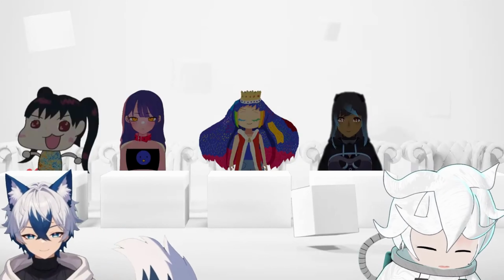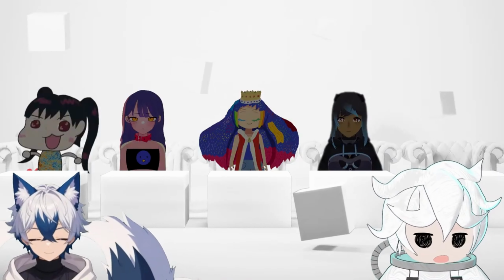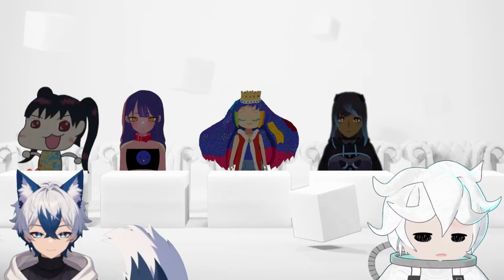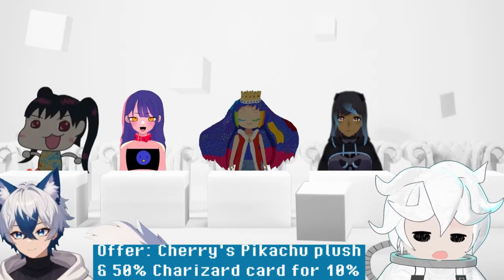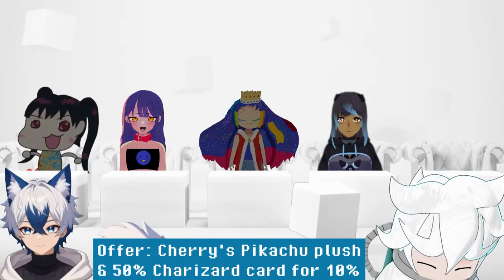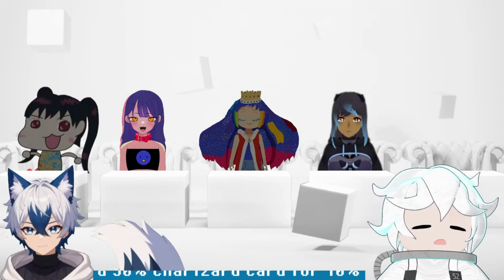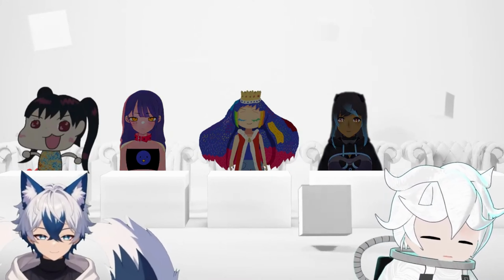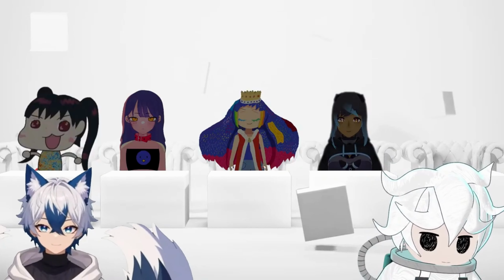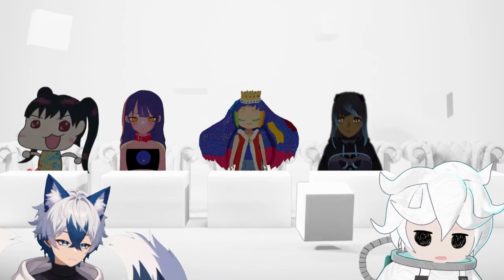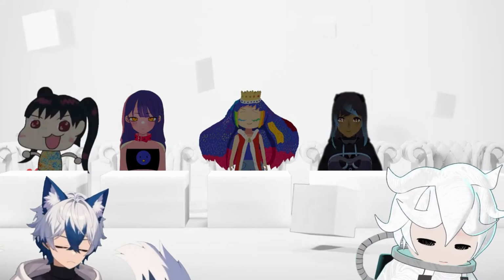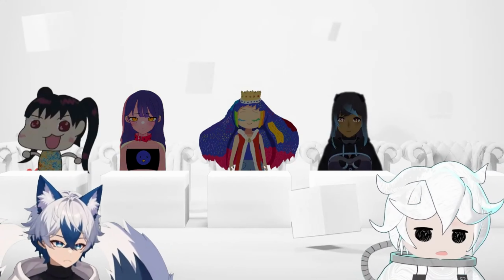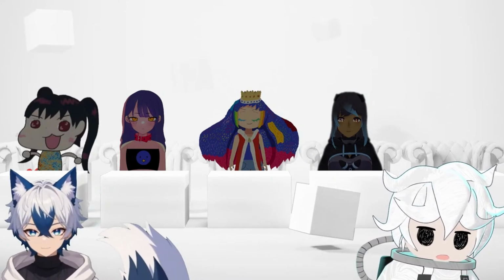Yep. Here, I'll also throw in half of that Charizard card that Cherry also gave me. Oh my god. You're gonna cut it in half and ruin the value. Well, we can split the ownership of it or we can cut it. It's up to you. I would like to split the ownership. Okay, so Pikachu plush and 50% of the Charizard card for 10% of your company. All right. We have a deal?